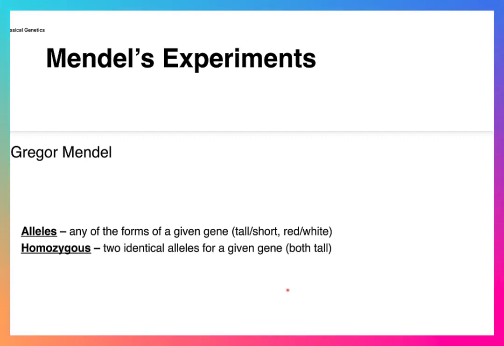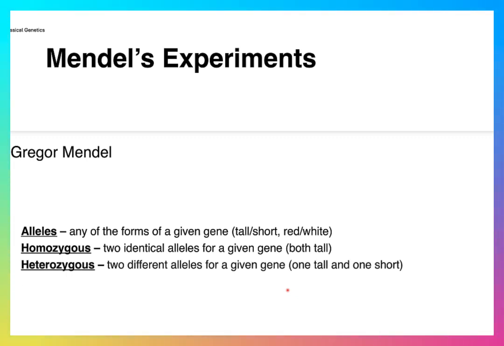Now, if a parent has the same allele with both chromosomes, remember all the chromosomes come in pairs, matched pairs. In humans, it's 23 matched pairs. If they have the same genetic form for a particular allele, then they're called homozygous. So if I say something's homozygous red, that means both chromosomes that have genes that control the color of the flowers are the same, and they both code for red flowers.